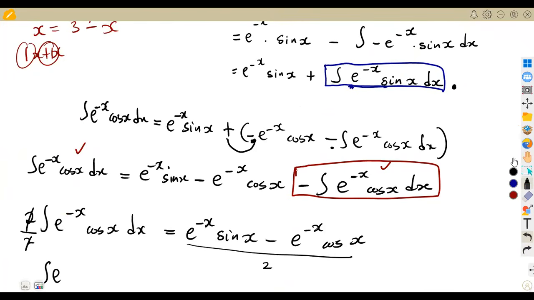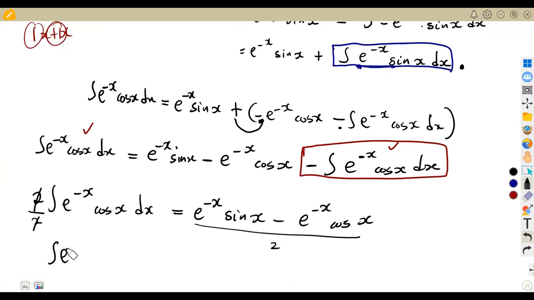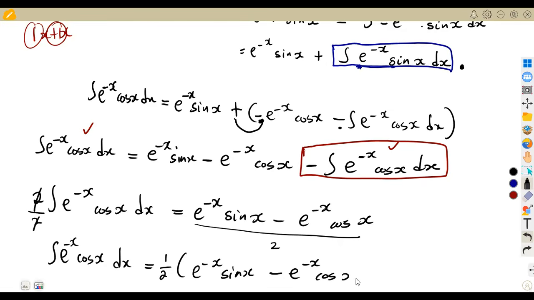of e to the exponent of minus x times cos of x with respect to x, which is equal to this. 1 over 2 can just be written as 1 over 2 into e to the exponent of minus x, the sine of x, like this, minus e to the exponent of minus x, the cosine of x, like this, plus constant of integration. So we can just leave it at that stage.